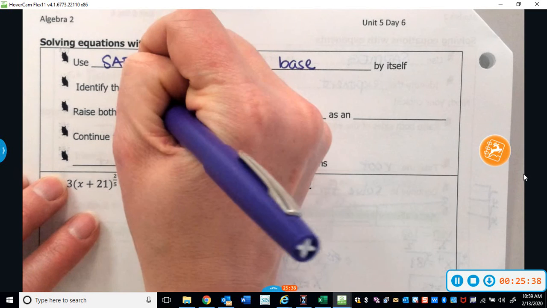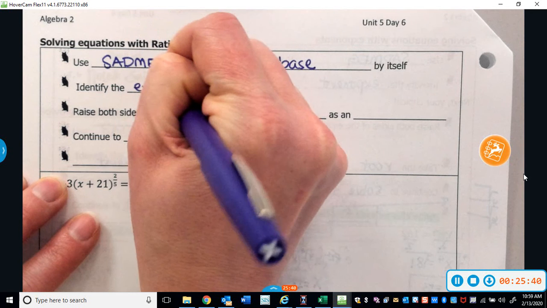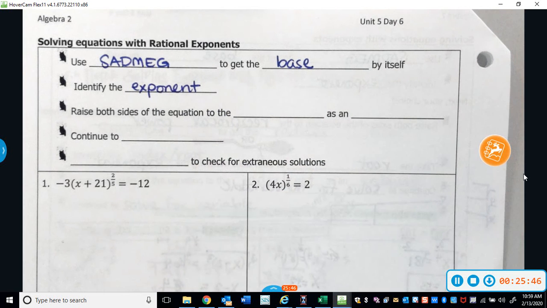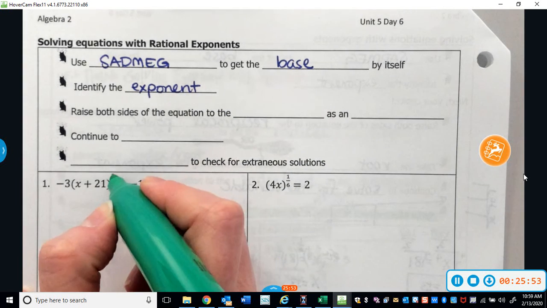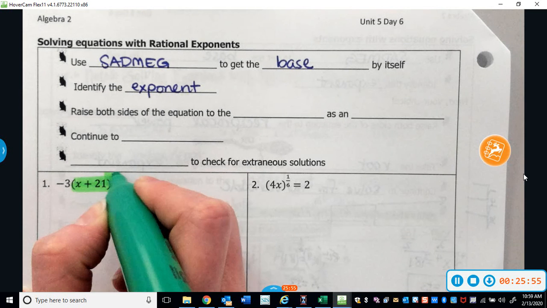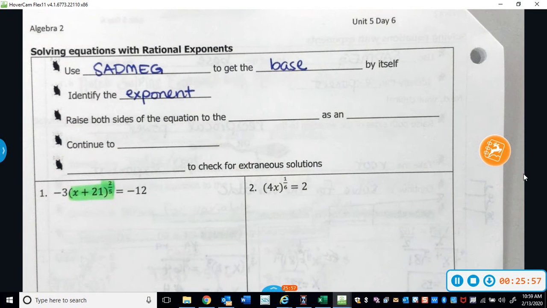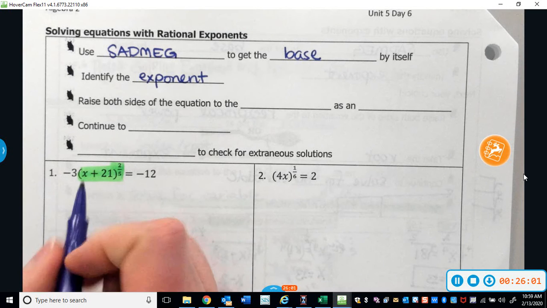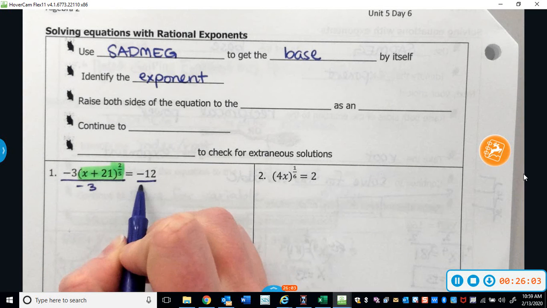And once I have the base by itself, I'll figure out what kind of exponent it is so that I can undo it. So we'll start a problem, and once we get to this point, we'll talk about the other steps after that. So if I look at this first one here, the base is everything that has that exponent, and that's everything inside these parentheses, being raised to that power. So that tells me I have to get rid of that coefficient first. I'm going to have to divide by -3 to do that.